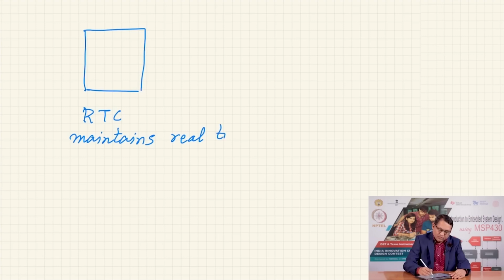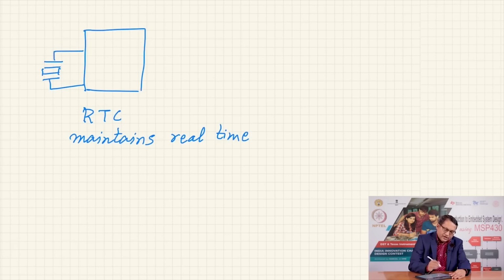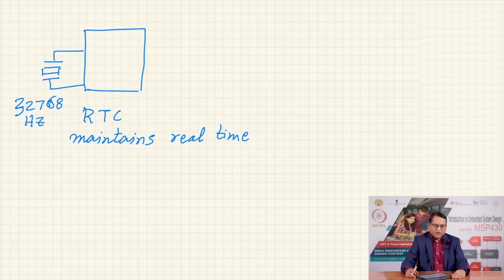Of course, for this it requires a source of frequency, and usually the source of frequency is a crystal, and that crystal is usually 32768 Hertz. This seemingly odd number is not that odd for computer and electronics engineers, because this number is exactly equal to 2 raised to power 15, which is 32768.